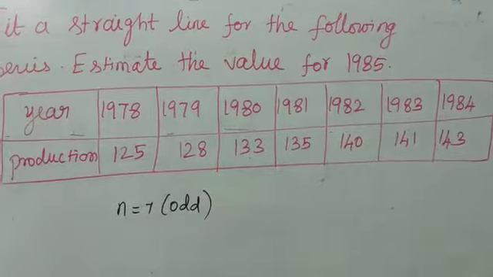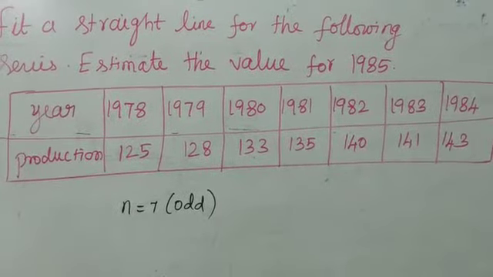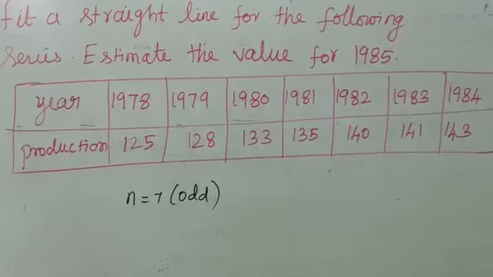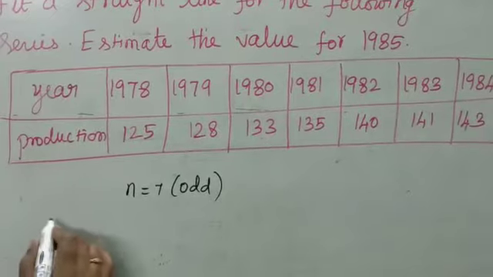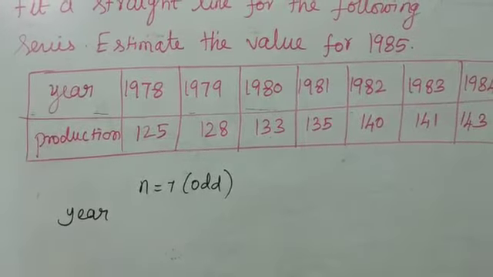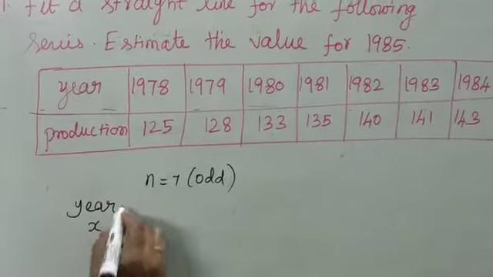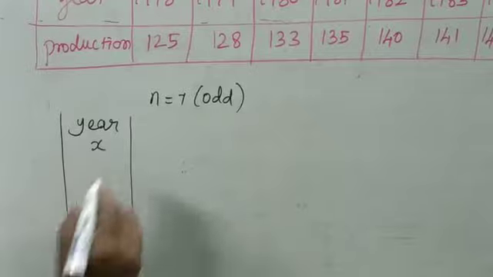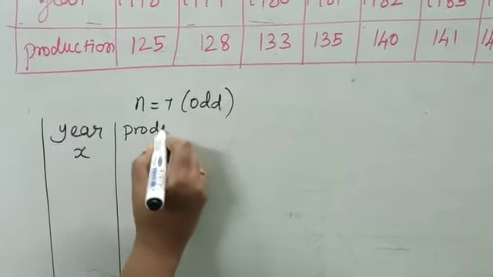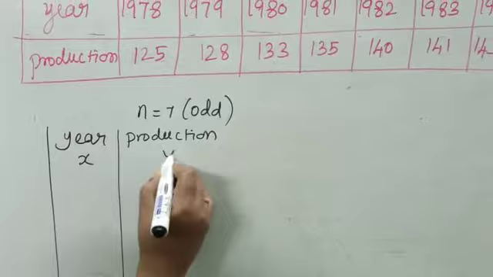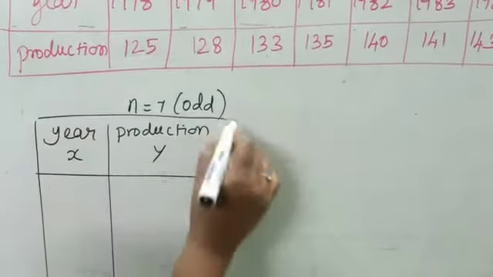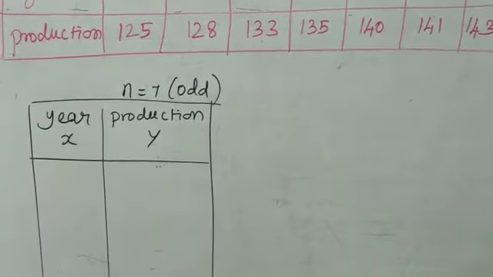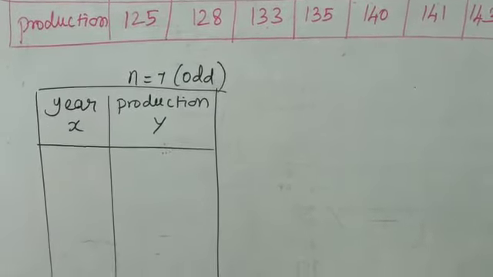If n is equal to 8, that is an even number, we have some modification in the formula. Here n is odd. In every problem, whether n is odd or even, always take the first row year as small x and the second row production as capital Y.